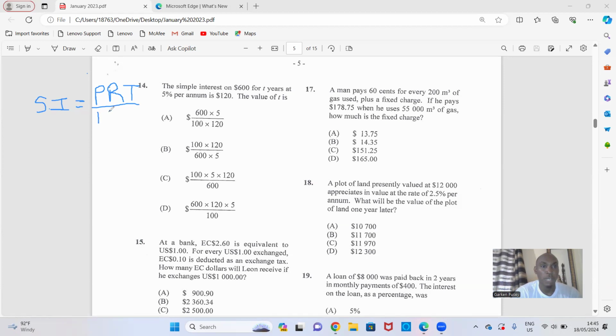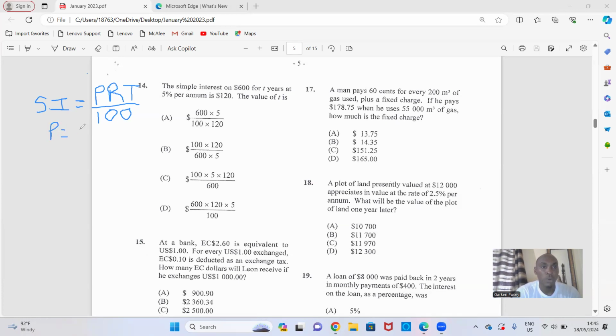So if you're trying to calculate simple interest, this is the way you calculate it. You would substitute the values and find the simple interest, that extra money. But what CXC can do is ask you to find the principal amount, the rate, or the time. So if you want to find the principal amount, there's a very short way to remember it.